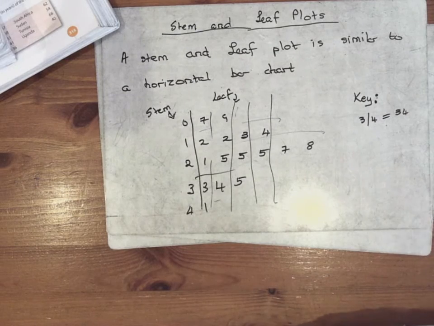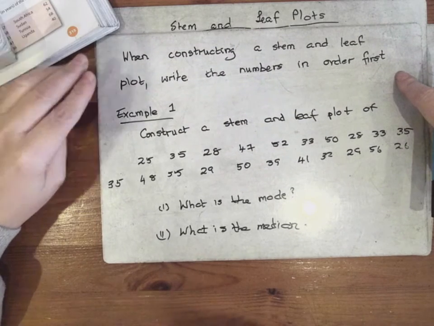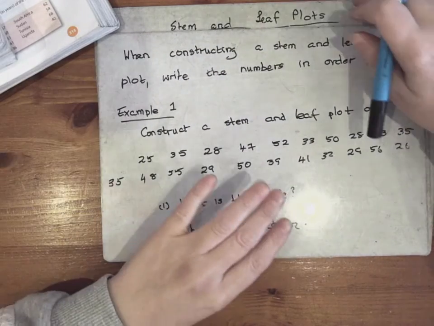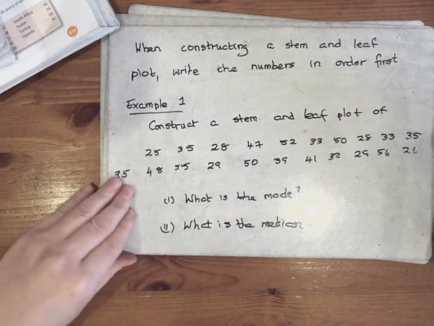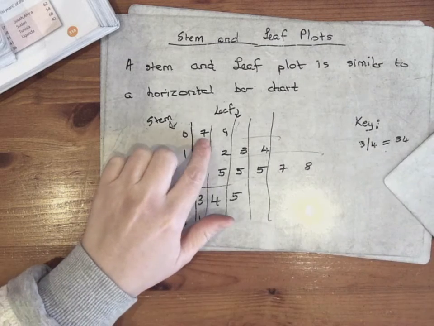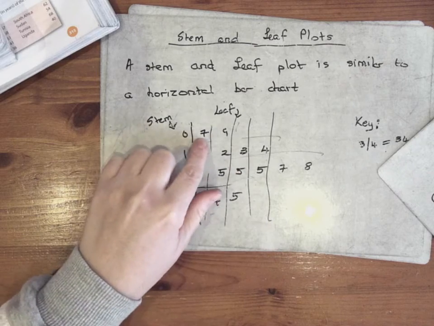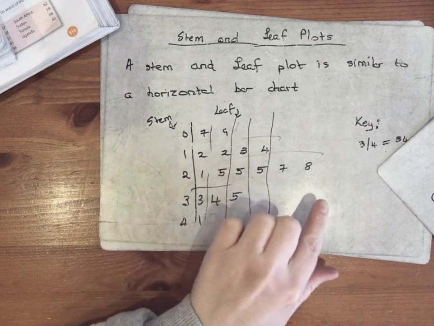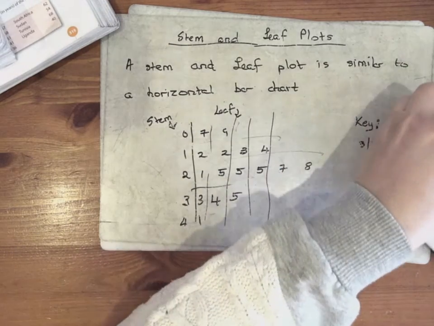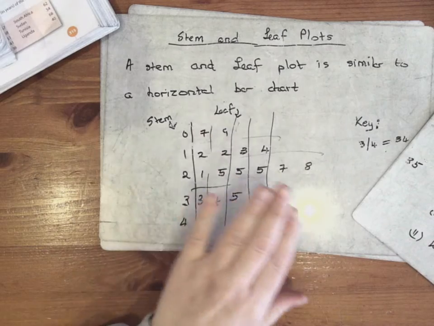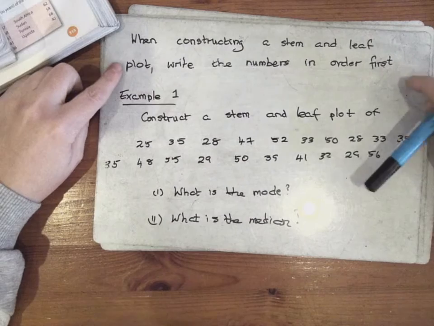When you're constructing a stem and leaf plot, girls, always write your list in order first. If you write the list in order first, your stem and leaf plot will end up being in order. If you don't, you'll end up doing your stem and leaf plot out again. Notice here it starts with the smallest and finishes with the biggest. So that's part of the conditions of a stem and leaf. The smallest number is 7, the biggest number is 35, and everything's in order. So when constructing a stem and leaf plot, write the numbers in order first.